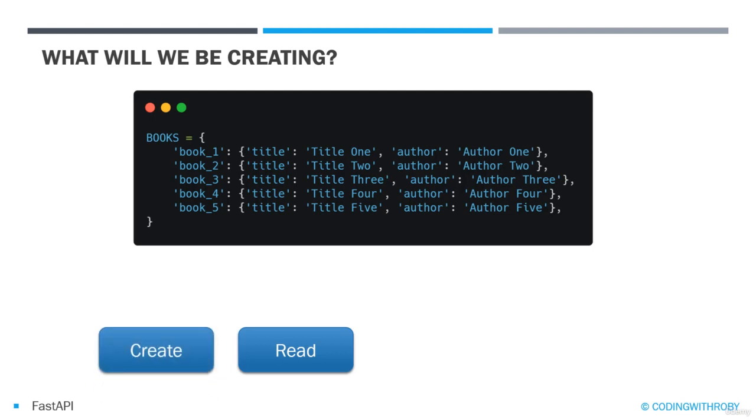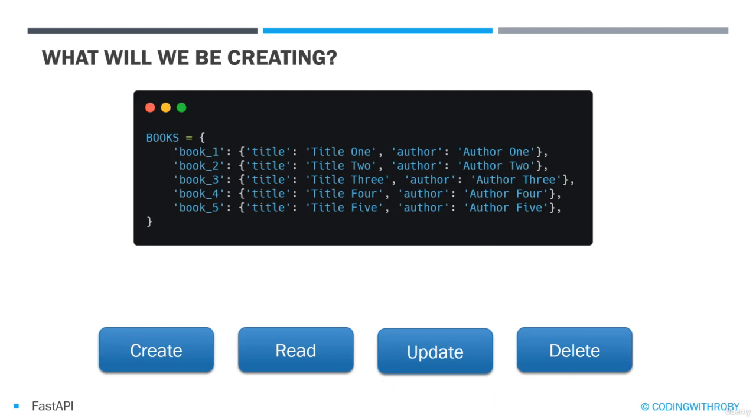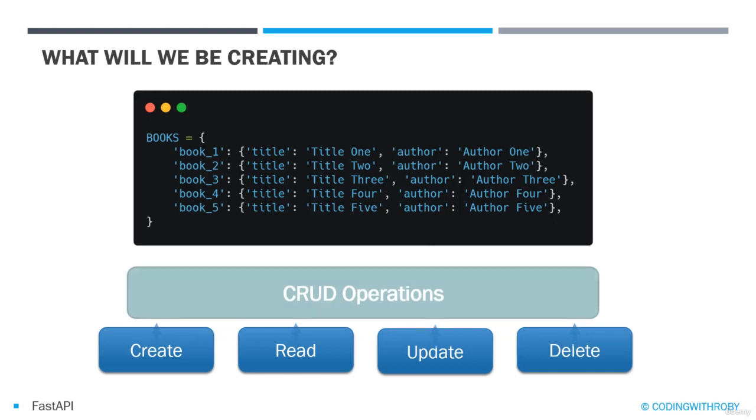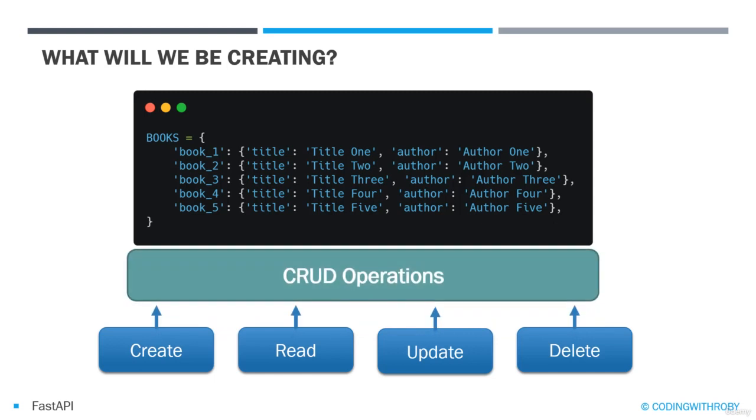We also want to be able to create a new book. We will want to be able to update a book. And lastly, we will want to be able to delete a book. Overall, we want to accomplish the CRUD operations, which is to create, read, update, and delete.